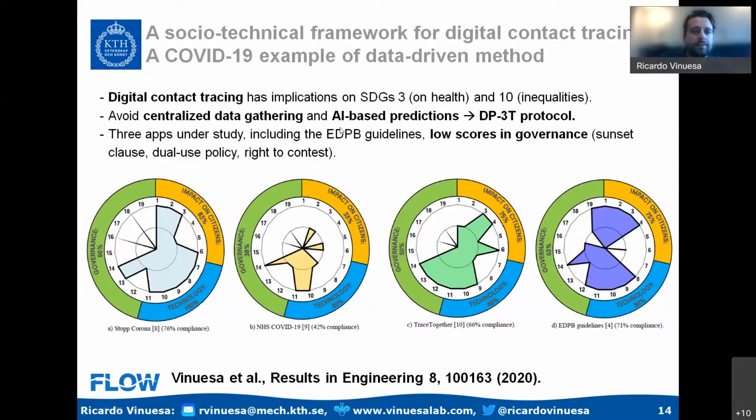Perhaps an important conclusion comes from the data gathering. The data gathering needs to be decentralized in order to be ethically compliant. And to do that, we encourage the TP3T protocol, which was developed also last year in Switzerland, which is an excellent way to implement this decentralized data. Another aspect is the communication. You need to have an adequate communication strategy in order to have an adequate and meaningful penetration of these apps in the society, which unfortunately was not completely the case during the events of last year.